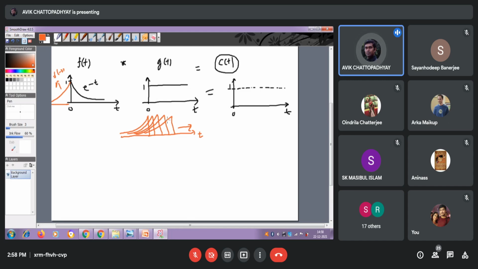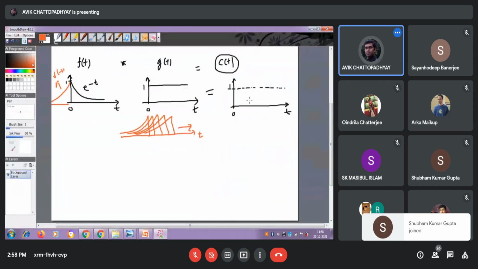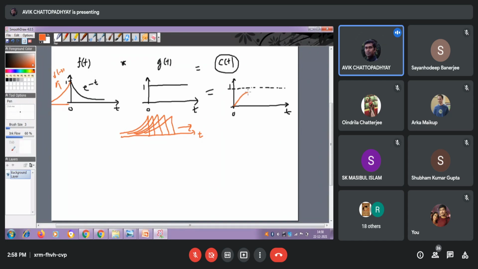At least this point is clear. Area is increasing. Now, is it increasing linearly or non-linearly? It is non-linear. Very good. So it will basically change like this.